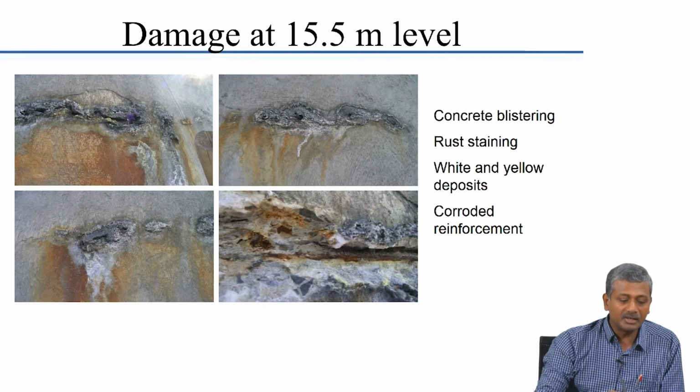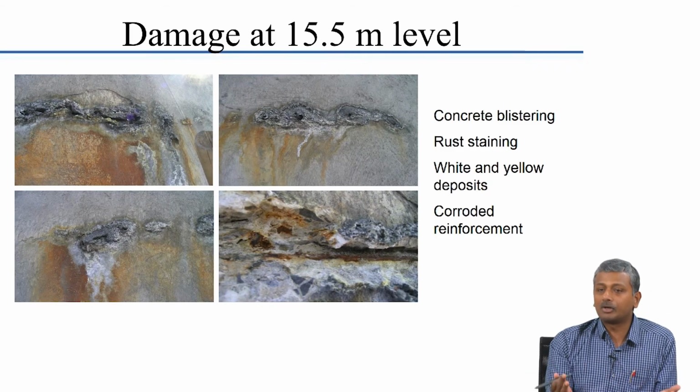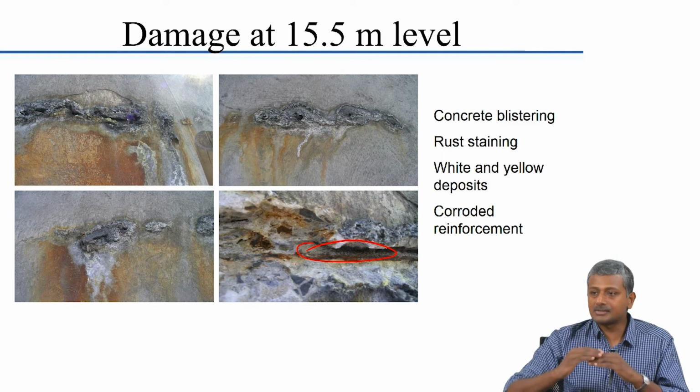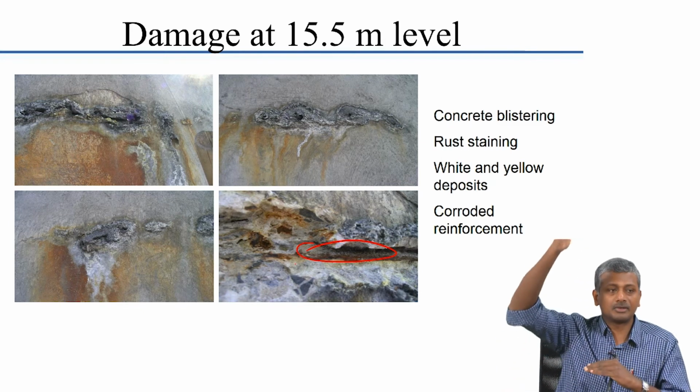and we saw that there was a layer where the concrete had completely got blistered. You see, the concrete has completely got blistered. The steel is very badly corroded inside. Okay, and this sort of a pattern was repeating itself across the height of the chimney.